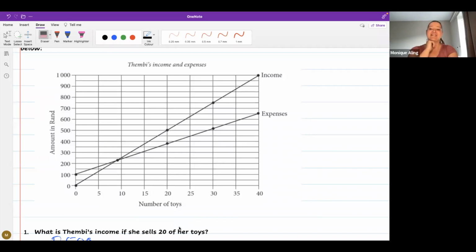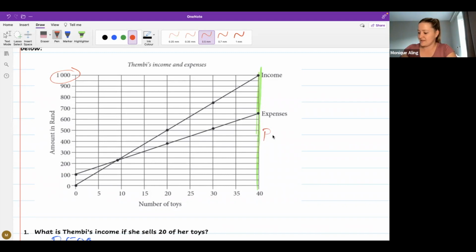Okay, so I can see some different answers here, and it is because it's hard to see this line. Apu is providing a calculation. I love it. Okay, so there's a debate between 350 and 400. So let's have a look who is correct or not. So firstly, we need to look at the costs at 40 toys. So that is on this line here. Okay, so we need to look at the income amount, and that's nice and easy to read. Income is sitting at 1,000 Rand.